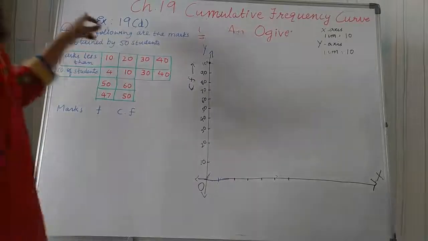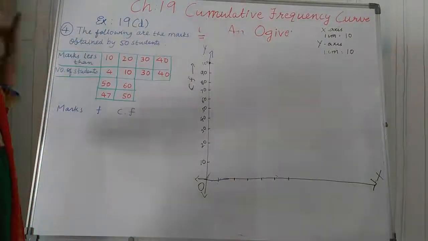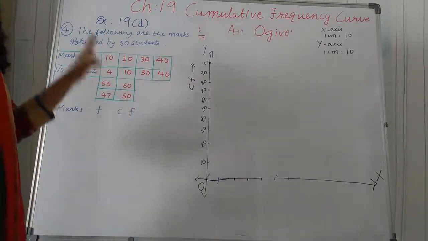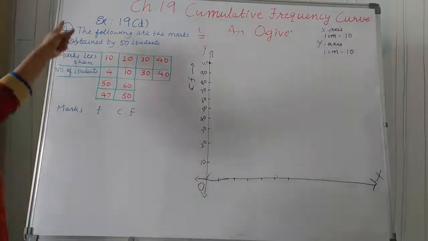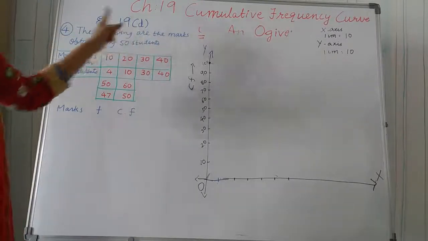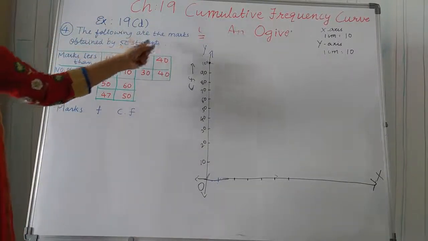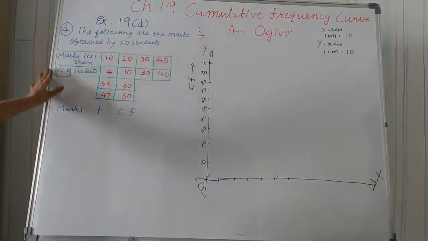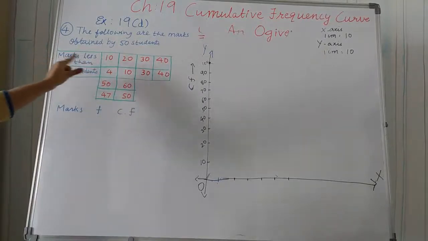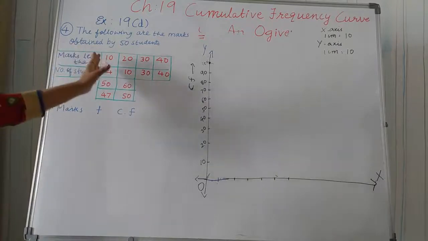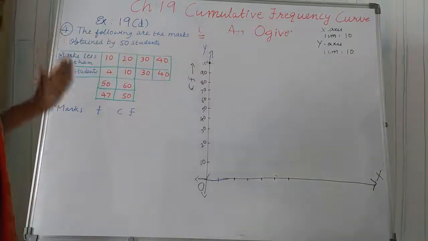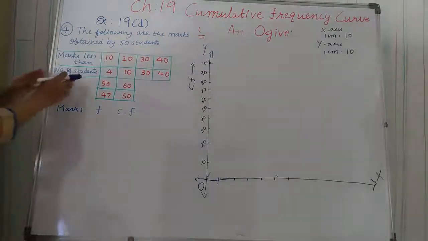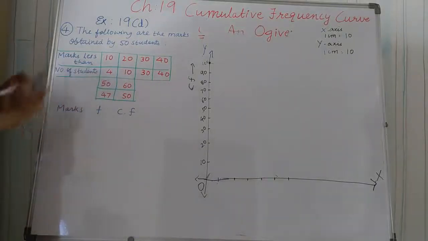Now taking exercise 19D, question number 4. Students, in this question we have to find the median. So the question is, the following are the marks obtained by 50 students. Here we are given two columns, marks less than and number of students. Marks less than means 10 and less than it, 20 and less than it, 30 and less than, like this. And these are the frequencies, that are the number of students given.